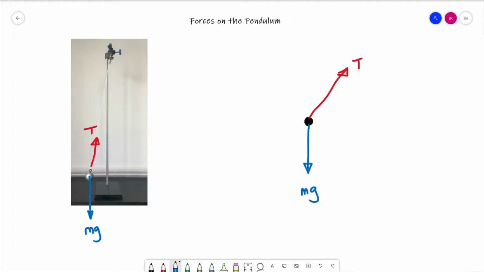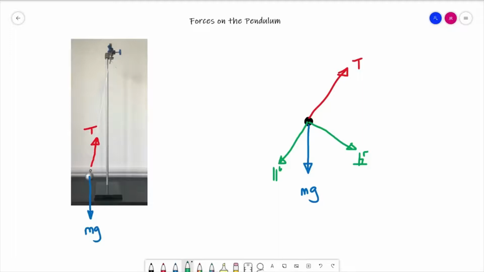So we've got two choices. We can either resolve the tension into its vertical and horizontal components, or we can resolve the weight into its components parallel and perpendicular to the string. And in fact, it's the second option that we're going to take. So to look at the components then, we have one component there, and we have one component there. So the first component, this is going to be the parallel component, and this component here will be the perpendicular component.